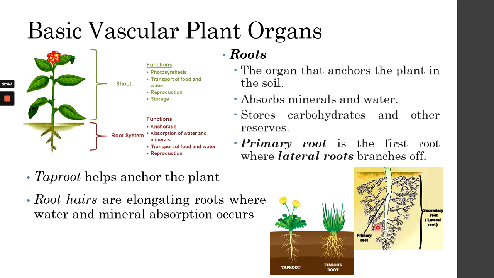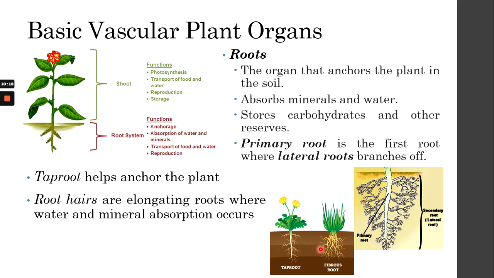And there are different types of roots. There's what we call the taproot and the fibrous root. The taproot is a much better anchor. If you look at the picture right here, plants that have a taproot system, the primary root goes much deeper and it anchors much better than plants that have what we call a fibrous root, wherein there are more branches instead of the primary root going much deeper.